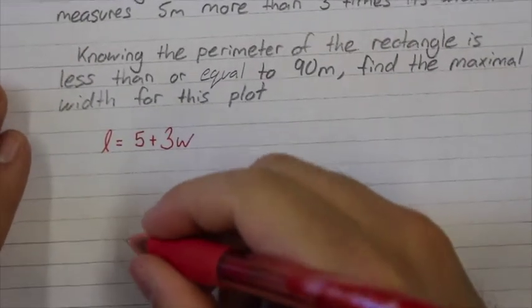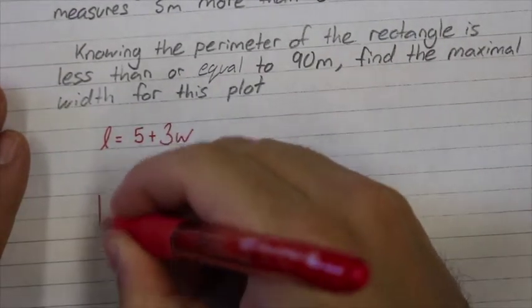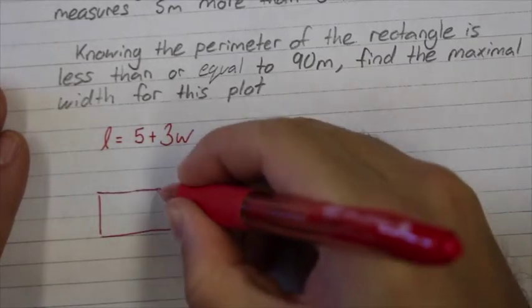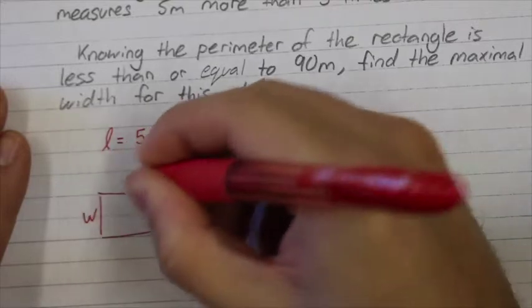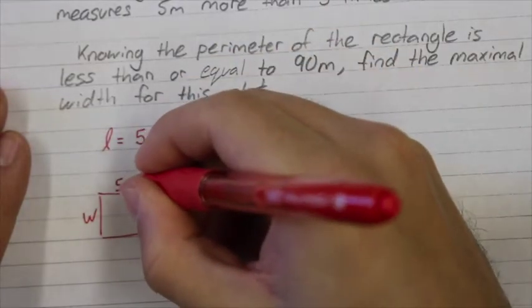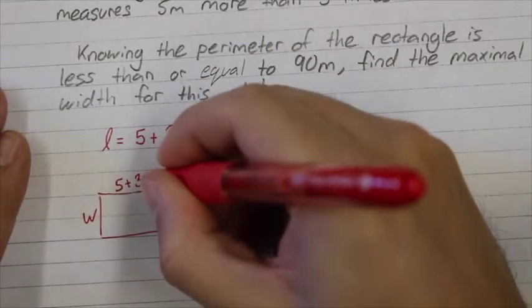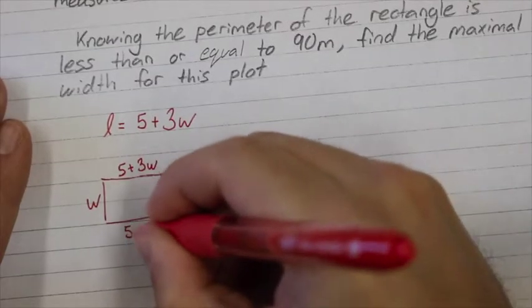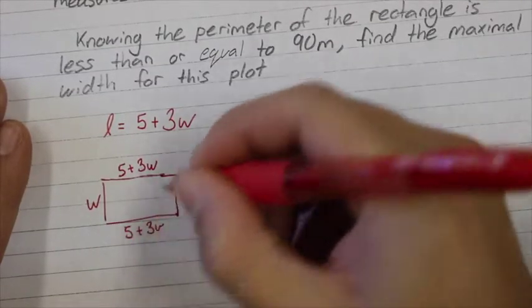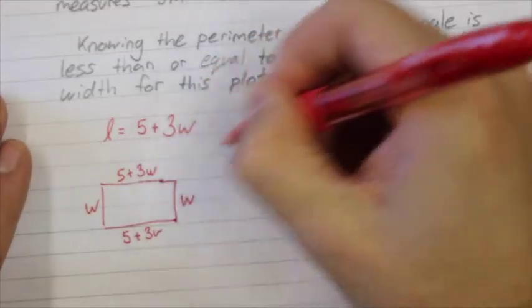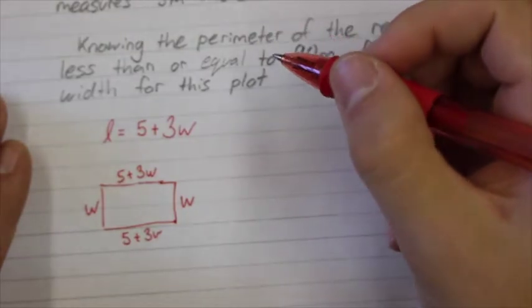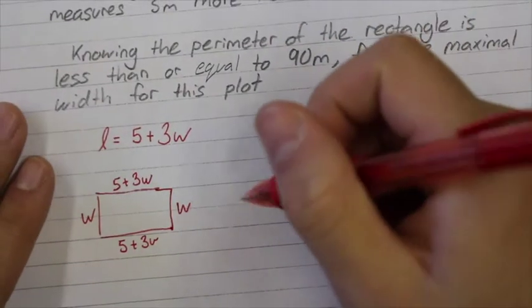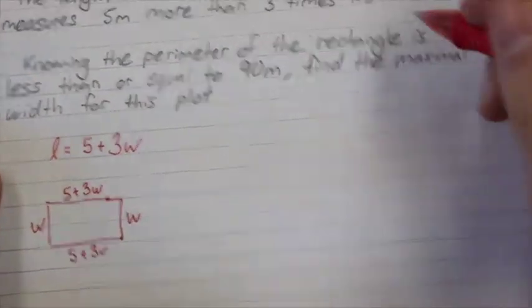So I'm going to make a little sketch for myself. Usually this is a very good idea. Kids just want to go right to the answer, but I prefer to make a little sketch so I know what I'm dealing with. So here, length L is equal to 5 plus 3W. Why don't I just write that, and now I have it all in terms of W. See how things are starting to get pieced together.